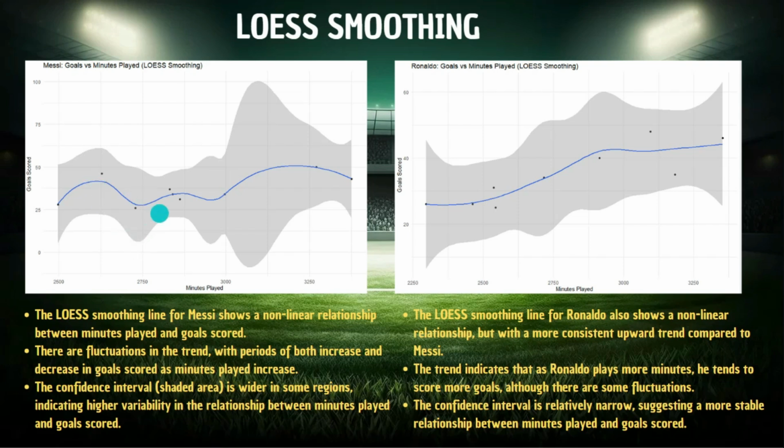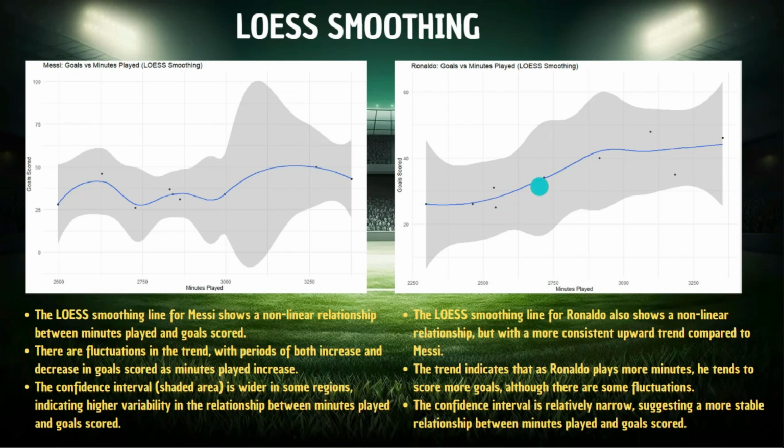And there are definitely fluctuations you can see within the graph, with trends of both increase and decrease in goals as minutes played increase. And the confidence interval in the shaded area is wider in some regions, indicating that there is a higher variability in the relationship between minutes played and goals scored.